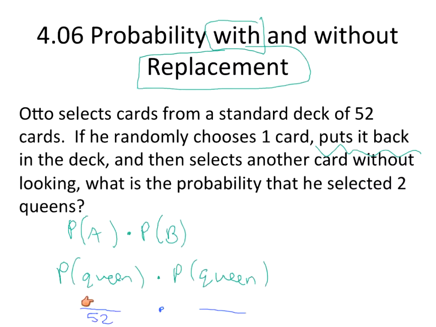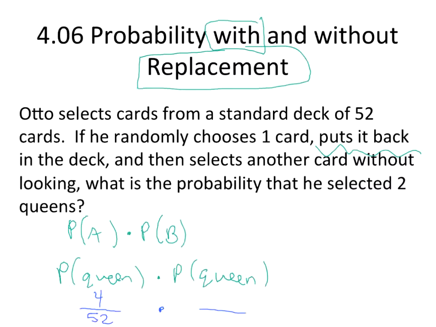Now my desired outcome is a queen. How many queens are in there out of the 52 cards? What would you guys say? 4. Good job. So you have a 4 out of 52 chance of picking out a queen. Everybody okay with that idea?